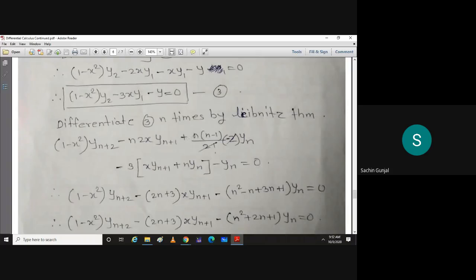Plus NC2. NC2 is n into n minus 1 upon 2 factorial. n minus 2 derivative of u. Okay. So n minus 2 plus 2, so that becomes yn, into v2. v2 is the second derivative of v. So the first derivative is minus 2x, the second derivative is minus 2. Okay. Third step is clear?